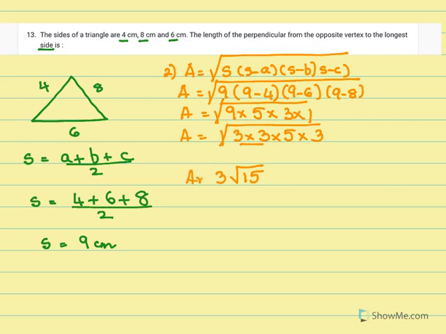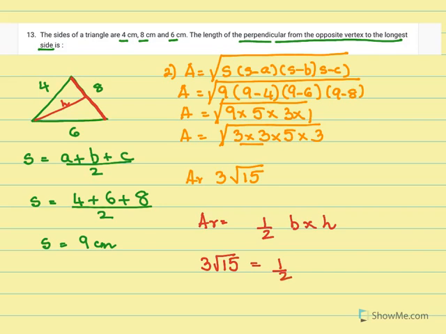Now the next part of the sum says find the perpendicular from the opposite vertex to the longest side. Now which is the longest side? 8 is the longest side. And we need to find this perpendicular, this h. So we will use area is half base into height. The area we found was 2 under root of 15. We found the area by Heron's formula, half.